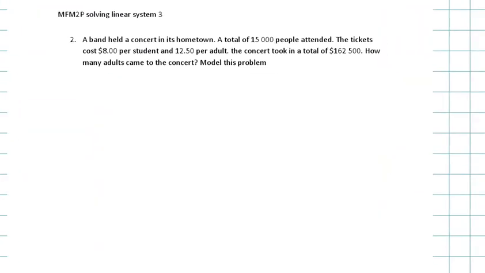A band held a concert in its hometown. A total of 15,000 people attended. The tickets cost $8 per student and $12.50 per adult. The concert took a total of $162,500. How many adults came to the concert?